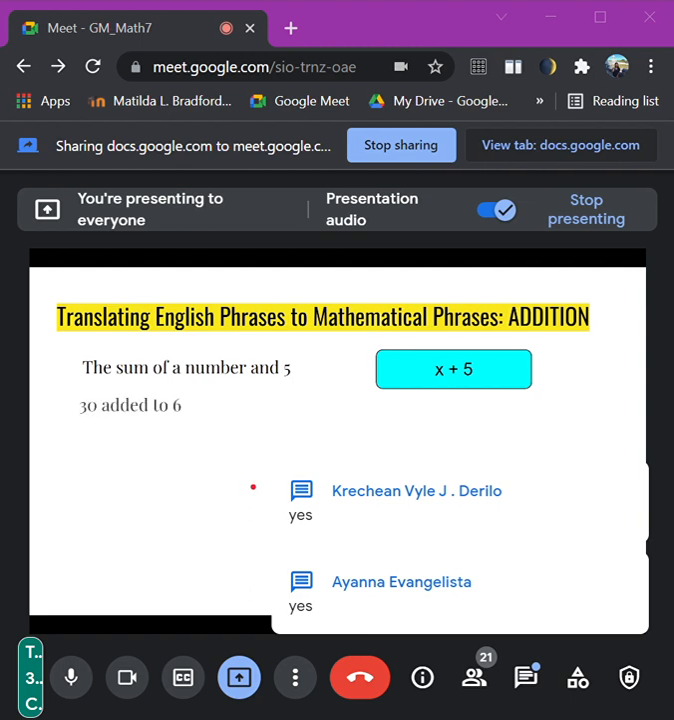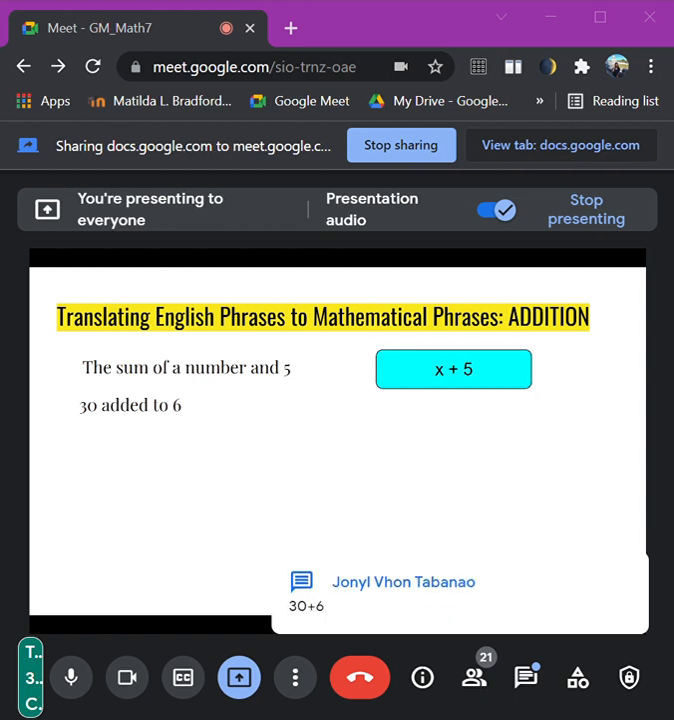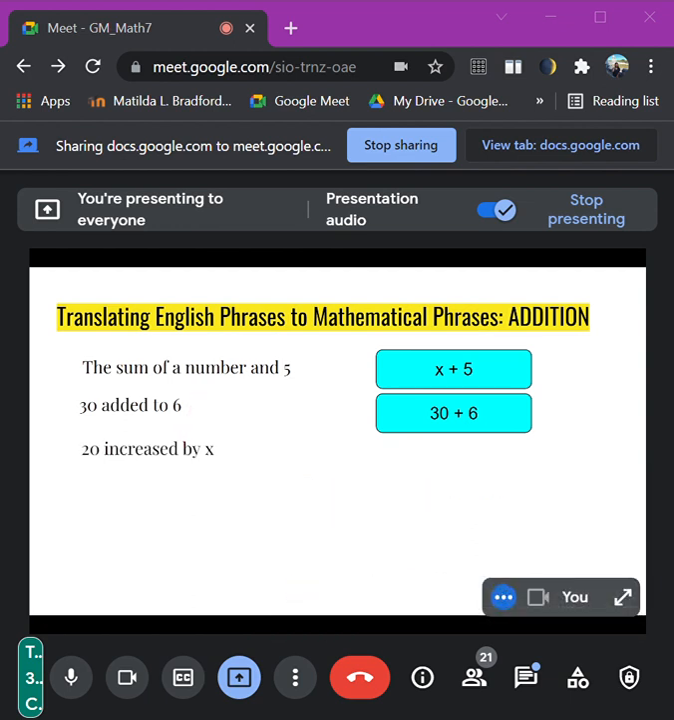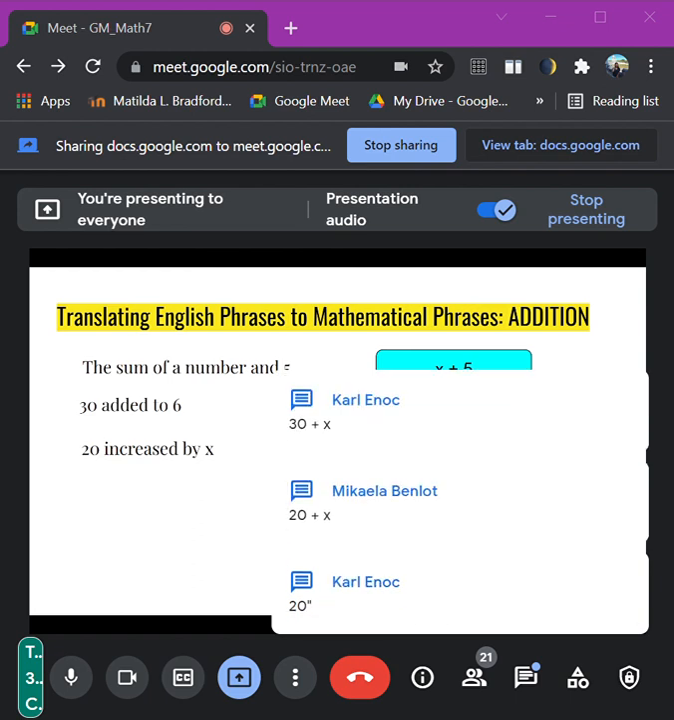Okay, very good. Now let's try to go to the next one. 30 added to 6. Okay, 30 plus 6. Very good. You have there 30 plus 6. Now, how about 20 increased by x? Okay, you have there 20 plus x.